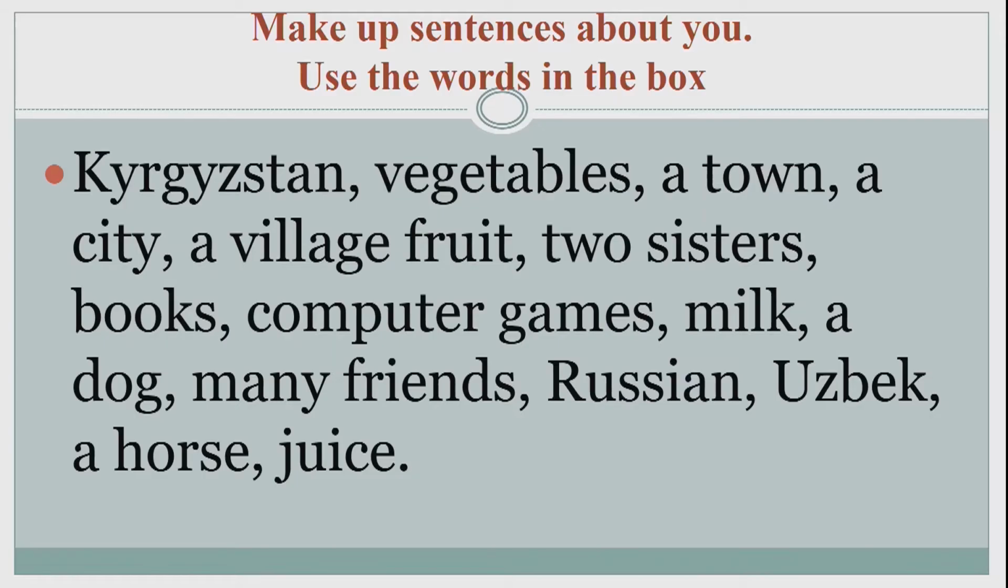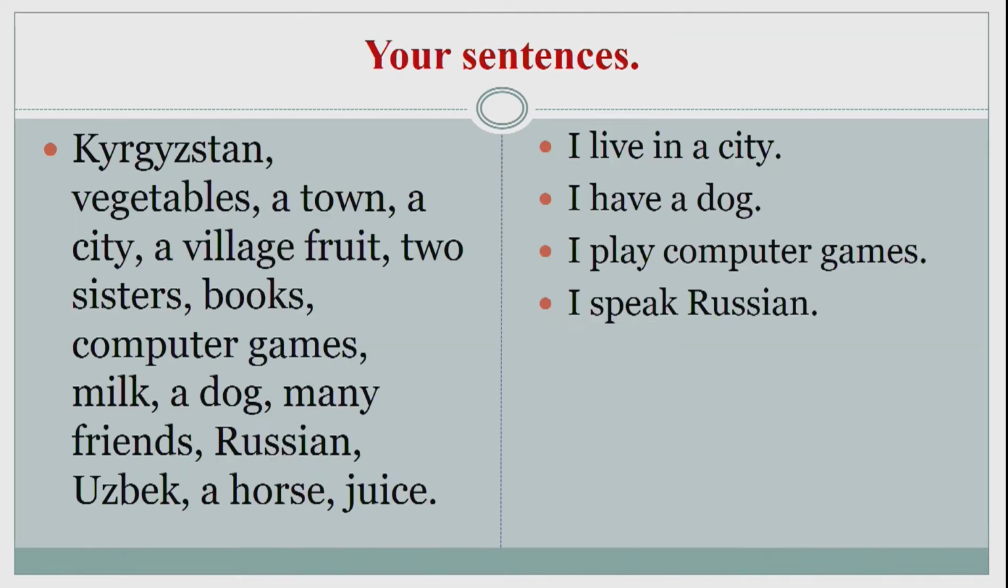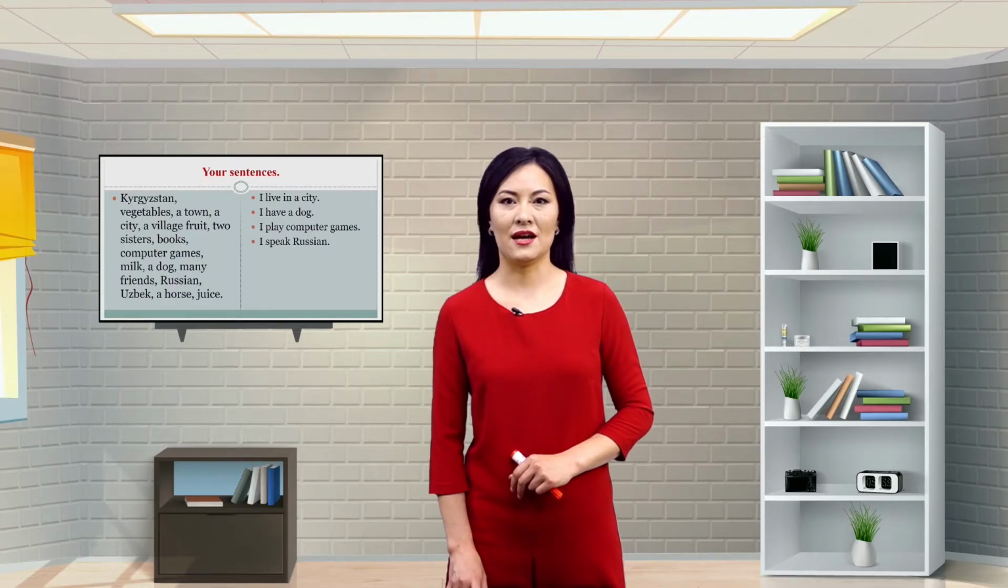Okay, children, make up sentences about you. You have words: Kyrgyzstan, vegetables, a town, a city, a village, fruit, two sisters, books, computer games, milk, a dog, many friends, Russian, Uzbek, a horse. Let's make some sentences together. I live in a city. I have a dog. Now your sentences.